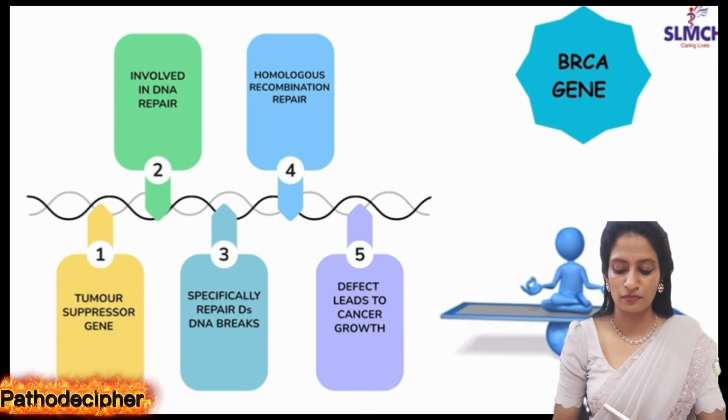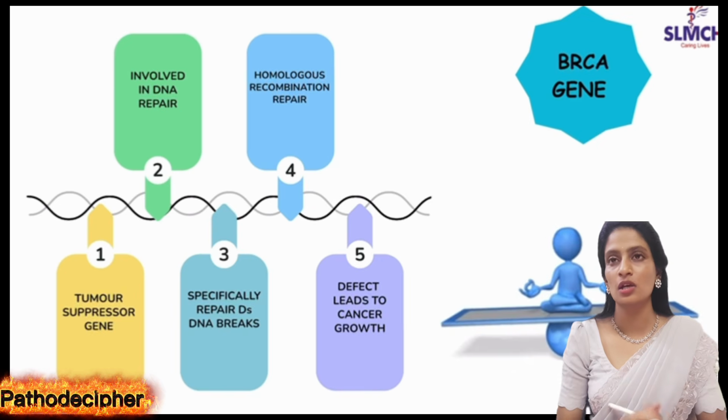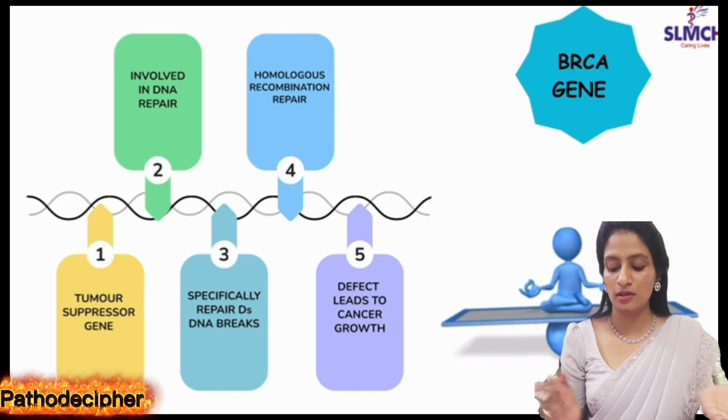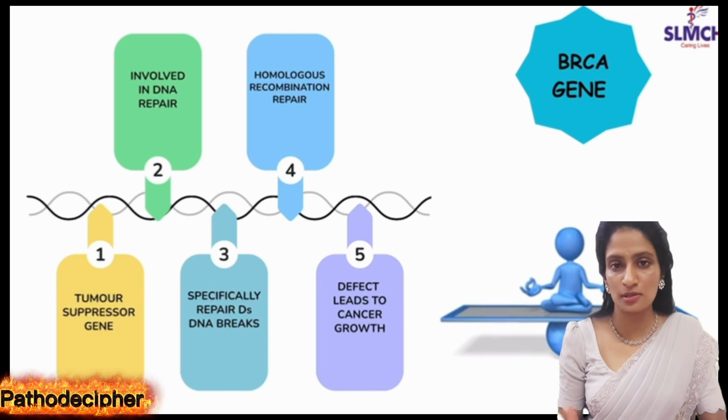What is this BRCA gene? We have to know a little about the BRCA gene. Usually in our body, there should always be a balance. Okay, like oncogenes and tumor suppressor genes are there.